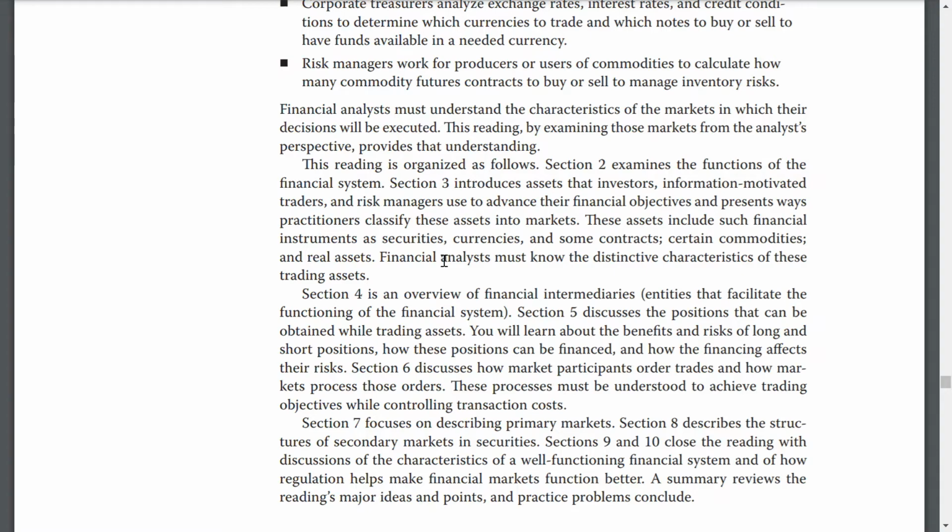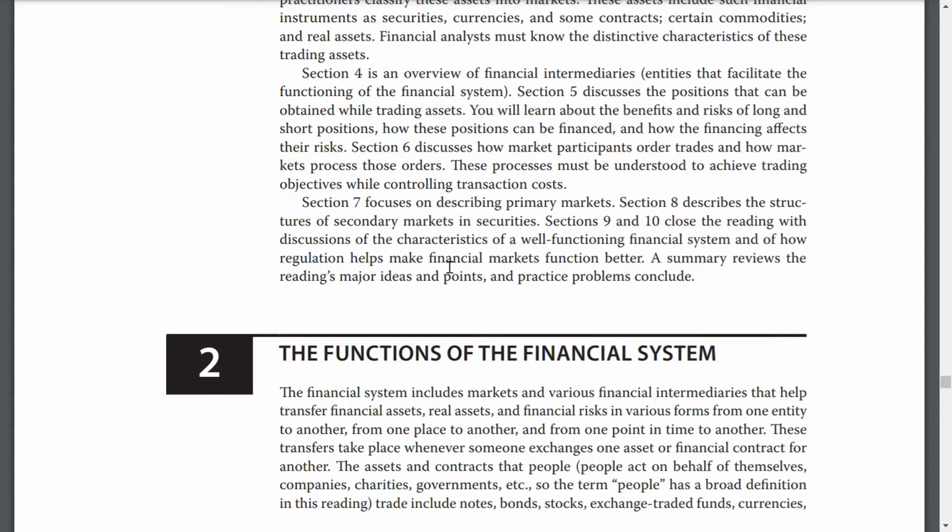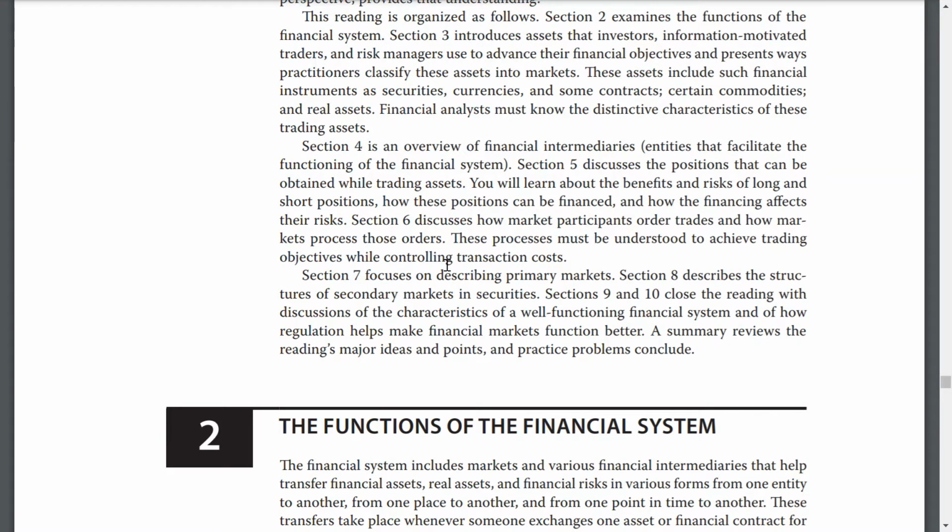Section 4 is an overview of financial intermediaries. Section 5 discusses the positions that can be obtained while trading assets. You will learn about the benefits and risks of long and short positions, how these positions can be financed, and how the financing affects their risk. Section 6 discusses the market participants' orders, trades, and how the market processes these orders. This process must be understood to achieve trading objectives while controlling transactional costs.